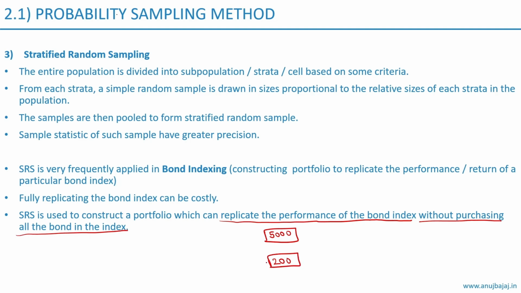This portfolio replicates the bond index. This portfolio has approximately the same characteristics as the bond index. So suppose the interest rate sensitivity of this portfolio is the same as the bond index portfolio. The duration, the convexity, the characteristics exactly match or approximately match the bond index. So SRS can be used to replicate the bond index without purchasing all the bonds in the index.